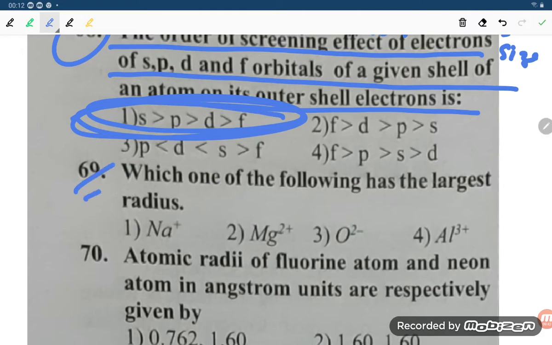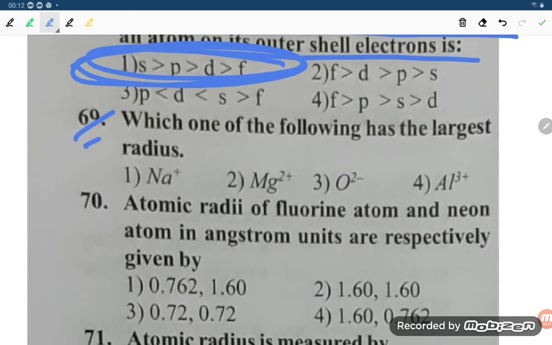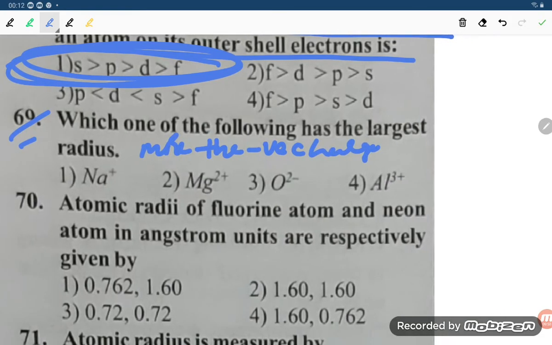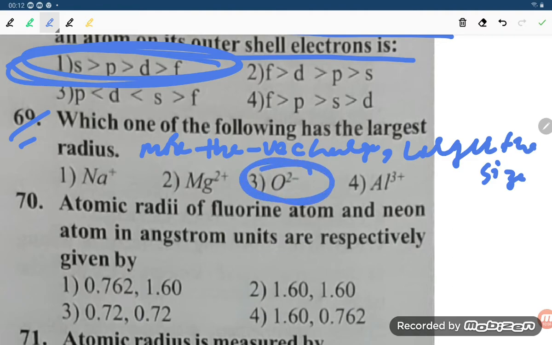Question number 69. Which one of the following has the largest radius? Largest radius means the more negative charge, the larger the size. So see, which has the more negative charge? Oxygen. So the correct option will be O2 minus. So for 69, option number 3 is correct, student.